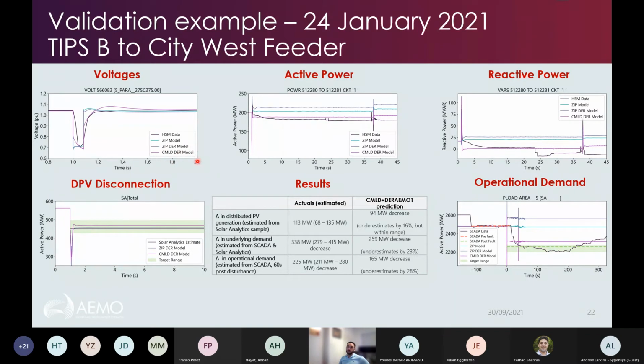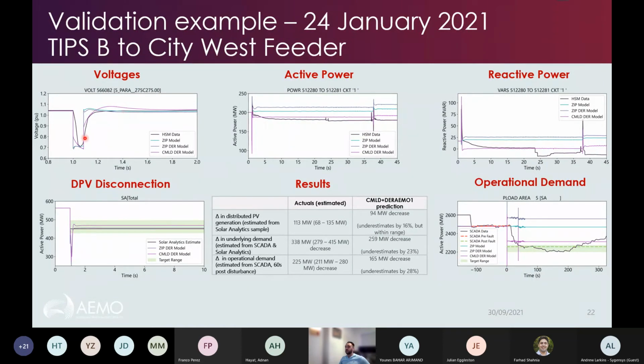And then there's the response of the composite load and DER model. When I say the response, I mean seen at that bus, this is the dynamic response for an undervoltage event. In terms of the voltage overshoot, you can see that all models marginally overestimate it, but stay within our normal operating range of 0.9 to 1.1.